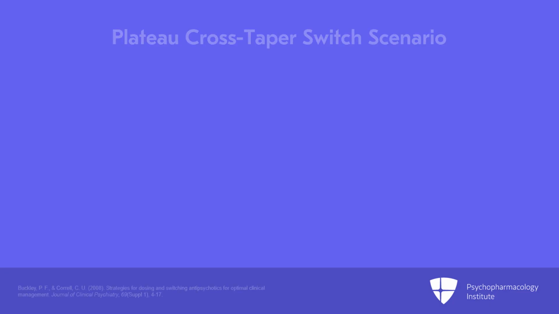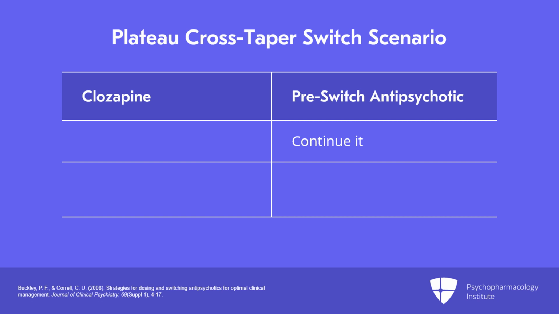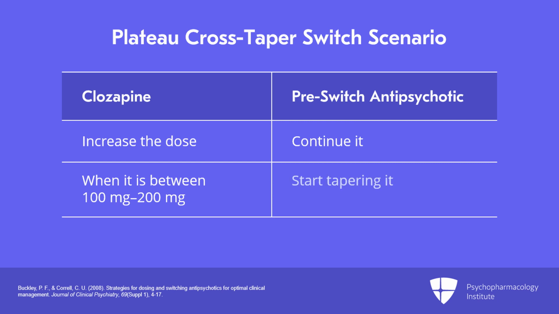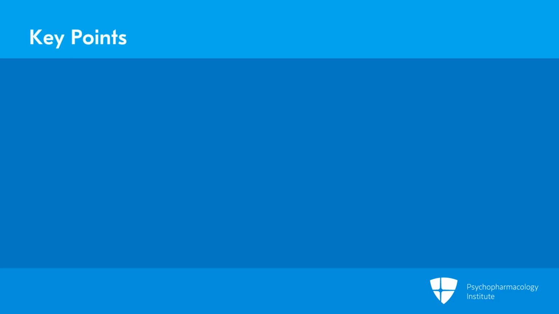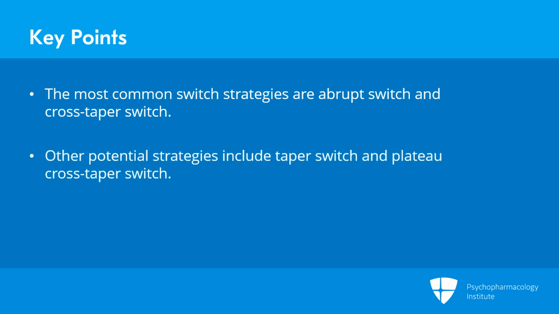So, I alluded to clozapine. It's not uncommon that when switching to clozapine, for example, a patient is continued on their pre-switch antipsychotic as we're increasing the dose of clozapine. And only after we get to doses of, say, 100 to 200 milligrams of clozapine, do we then start tapering the patient off of the pre-switch antipsychotic. So the key points here, the two most common switch strategies include the abrupt switch and the cross-taper switch, but other potential strategies include both the taper switch and the plateau cross-taper switch.